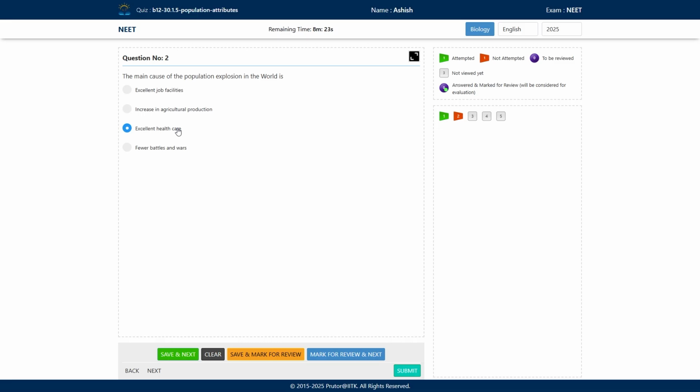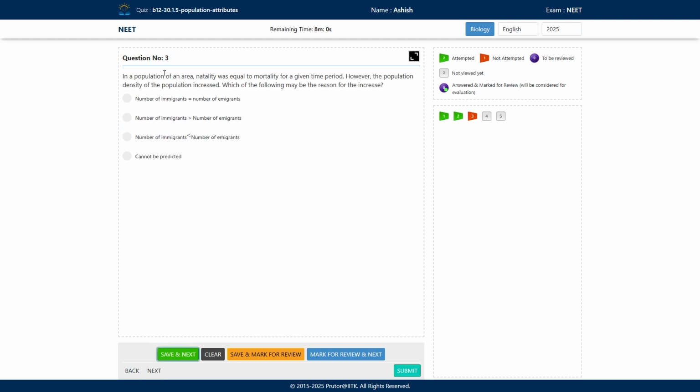Here option C is the correct answer. Now the healthcare facilities are better, infrastructure is better, all the medicines are available, and you have medical professionals that are employed. Clear? So this has led to a decrease in the number of deaths, and the population has increased.